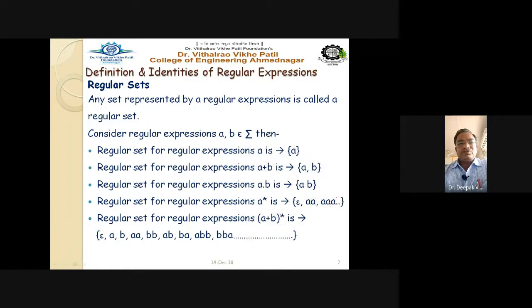Getting this point? So for the regular expression a plus b, this is your union or operator, and dot is your multiplication, that is, the and operator. Getting this point? Okay. Now let us go to the next slide.